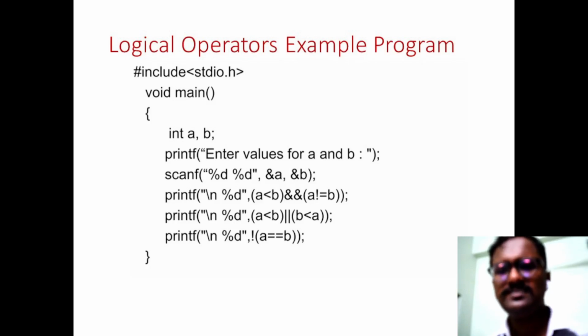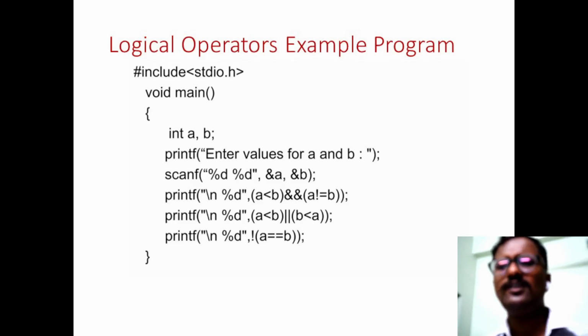The third condition is the not operator, that is not equal to. This line prints the result of the logical NOT expression of a equal to b. Check if a is equal to b.